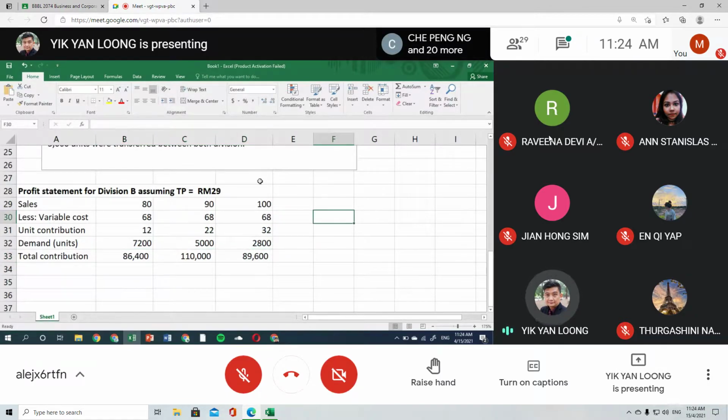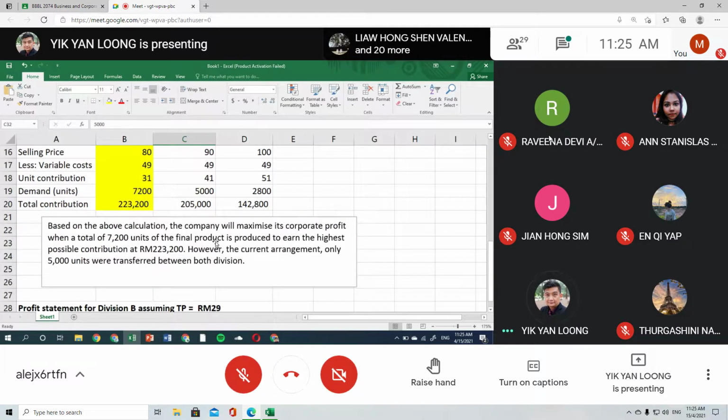From the division B point of view, it will maximize its profitability. That means the division profitability is highest when it produces 5,000, isn't it? So this confirms our assumption that division B is the one that determines the quantity to be transferred, to maximize its division profit. Instead of producing 7,200, only 5,000 will be produced, isn't it? To maximize its divisional profit, correct? Now, this is a goal incongruent decision.